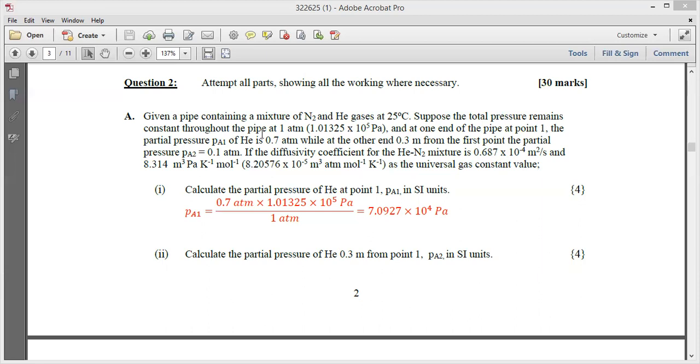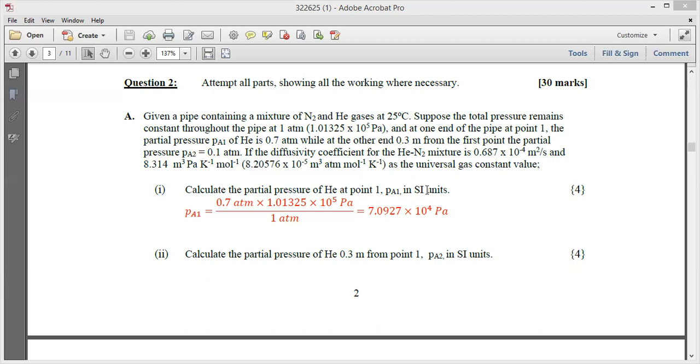Basically, for point one, the partial pressure has been given in atmospheres. So what this question is asking us is to convert it to the SI units for pressure that we normally use, those being pascals. So we're basically converting atmospheres to pascals, which I think was three marks, and this question was carrying 4 marks. The examiner was requiring that students basically just convert that pressure from atmospheres to pascals.